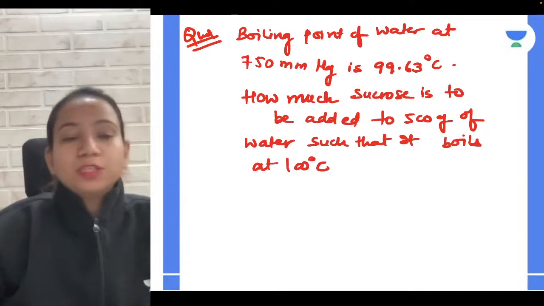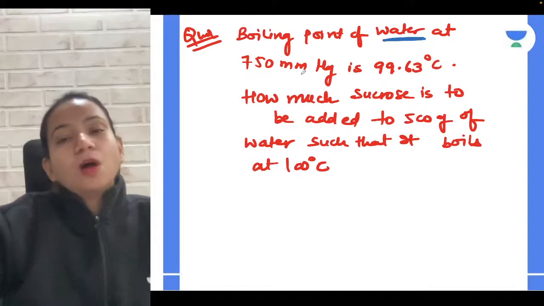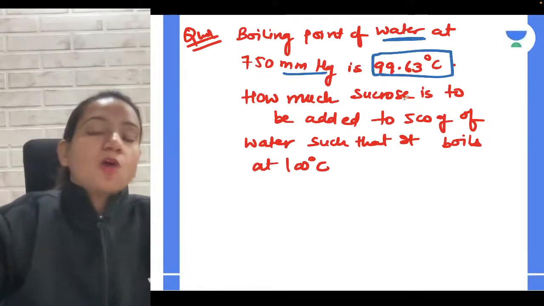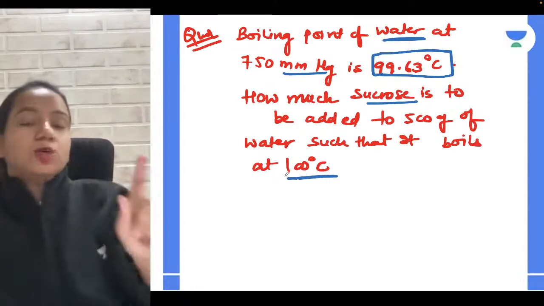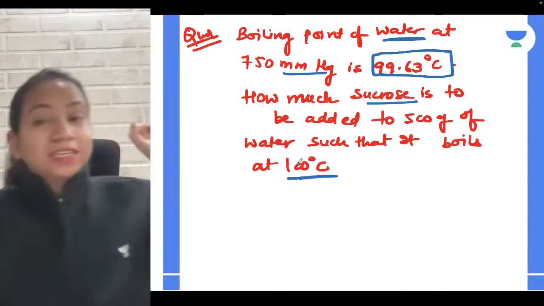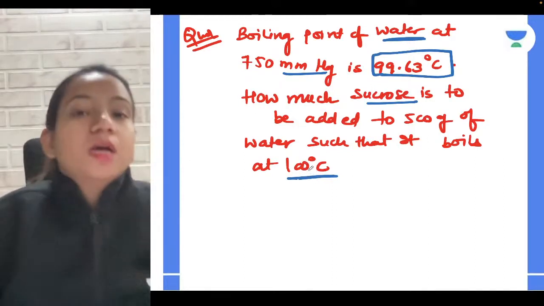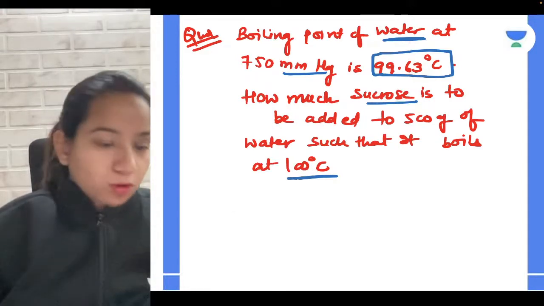So how can you interpret this question? It's very simple. They said the boiling point of water at this pressure is this many degrees Celsius. Now they're asking how much sucrose you should add so that it becomes 100 degrees Celsius, so that it elevates. You can see it is increasing by a small margin, but it is increasing, right? It is elevating.